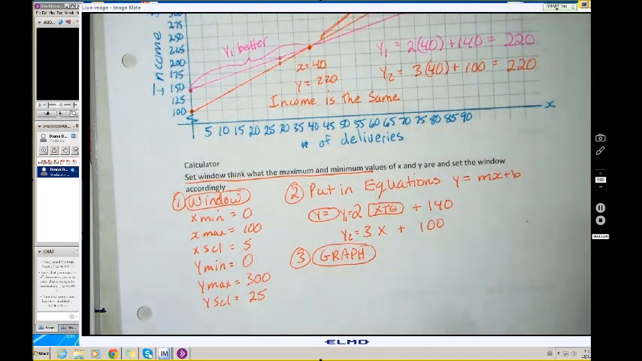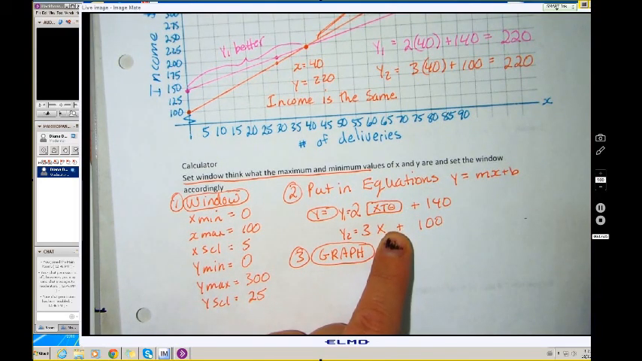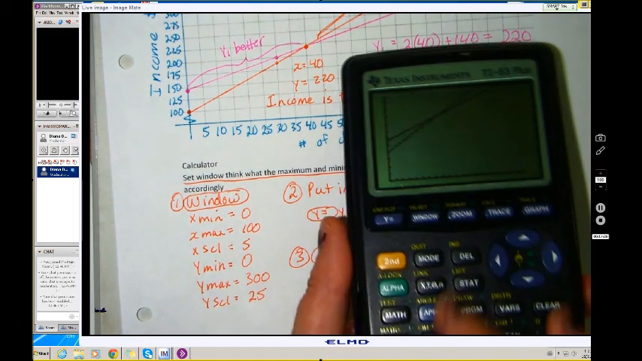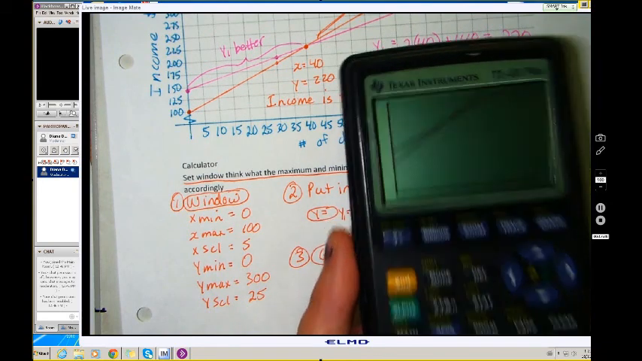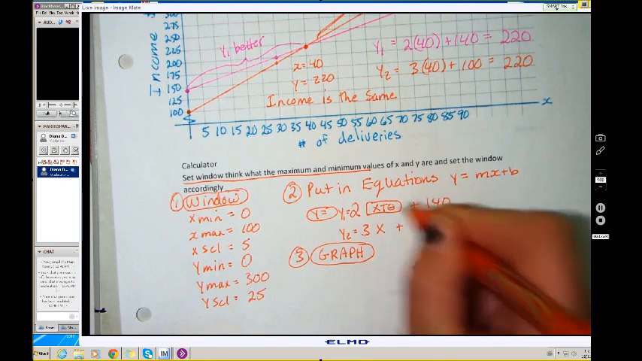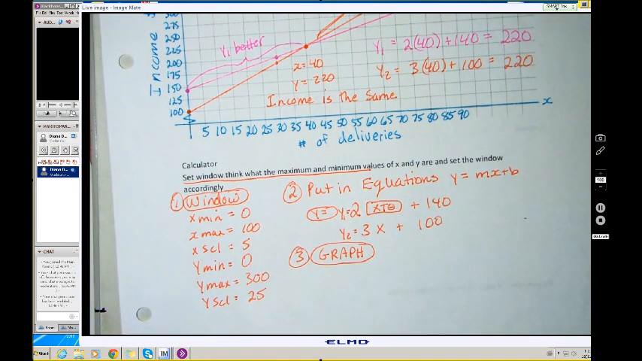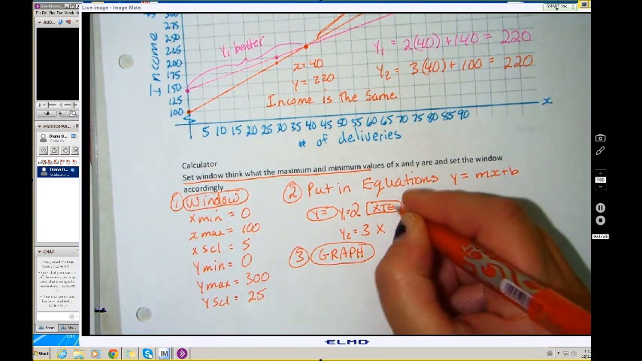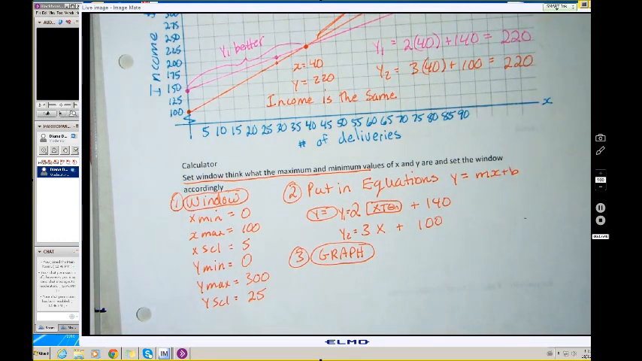Oh, I put this in. Yeah, that's this button here. It's theta. I don't know why they just have an X button. And then there's an N there as well. So wait till everybody has those equations in and graphed.